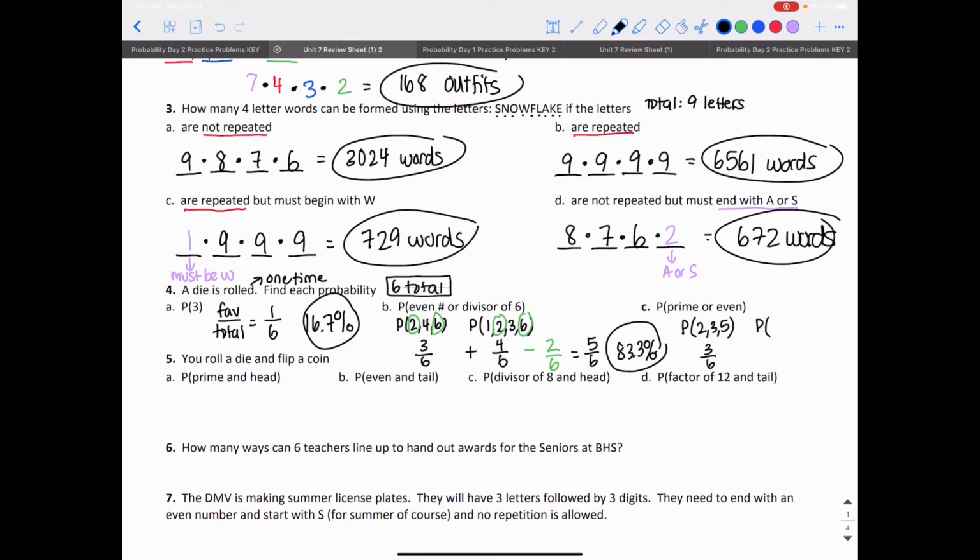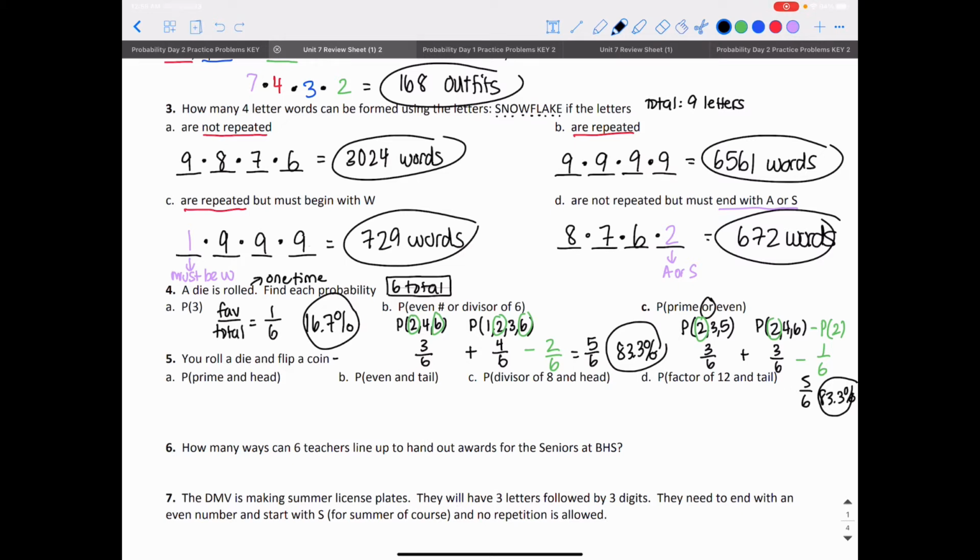And then the probability of even, my options for even are 2, 4, and 6. So that's 3 out of 6. And I want to add these together because I didn't see the word or. And then I'm going to subtract the probability of getting, I have 2 in common, so just the probability of getting 2, which is 1 out of 6. I'm going to subtract that, and then I'll get 5 out of 6, which will give me, again, 83.3%.